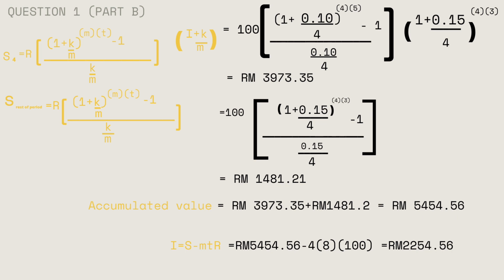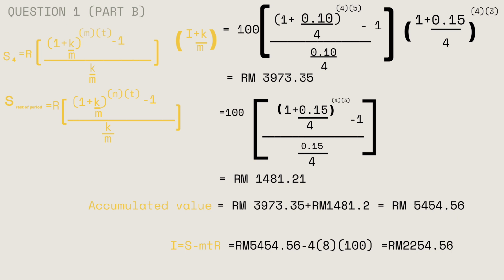For the rest of period, we're going to use the formula: rest of period equals R times bracket 1 plus k over m bracket power of t minus 1, divided by k over m. The working step would be 100 times bracket 1 plus 0.15 over 4 bracket power of 3 minus 1, divided by 0.15 over 4, equals 1,481 ringgit and 21 cents.